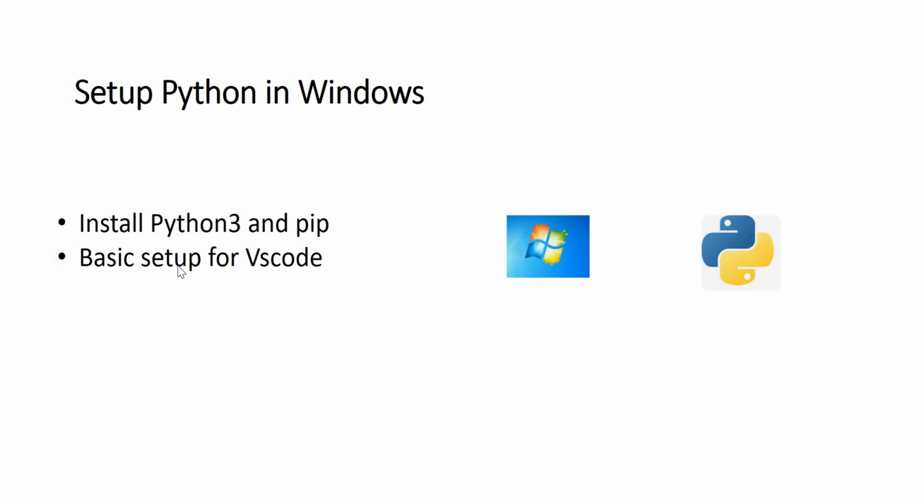So in this video we have seen how to install Python 3 in Windows operating system. Then we have done the basic setup in VS Code to install the Python extension and configure the extension to use the Python interpreter which we installed.